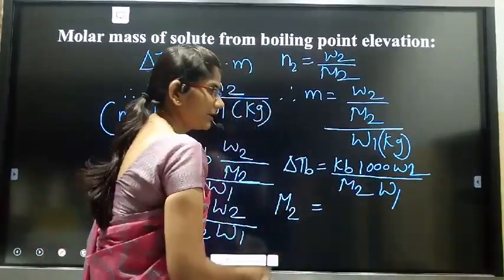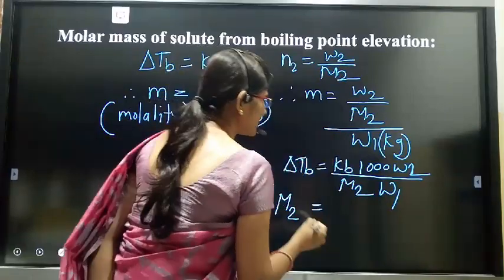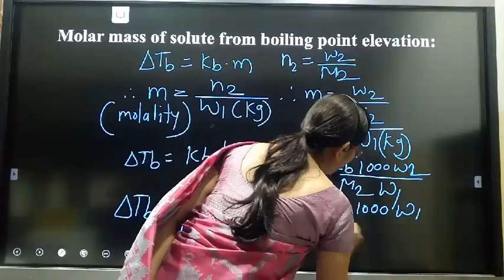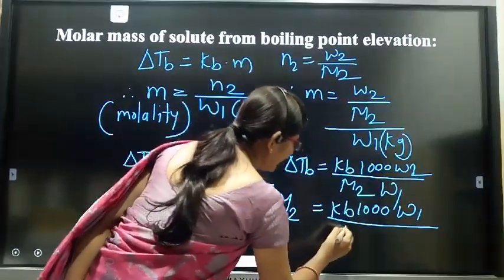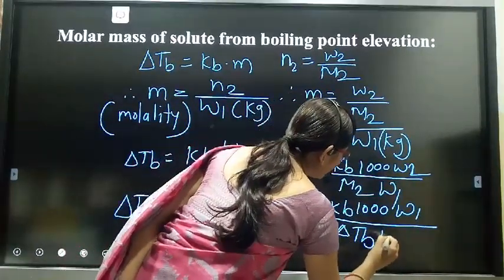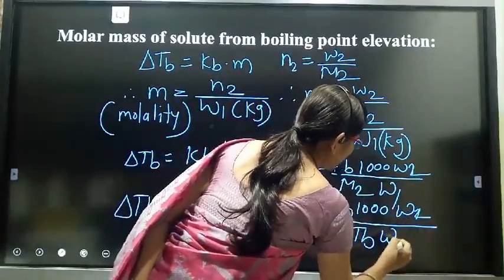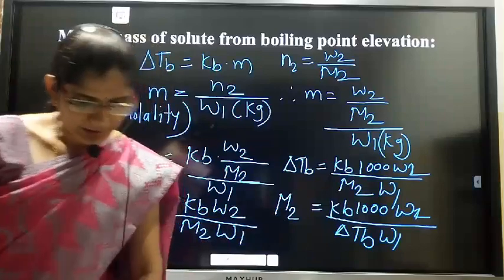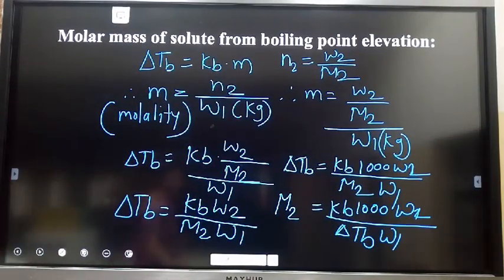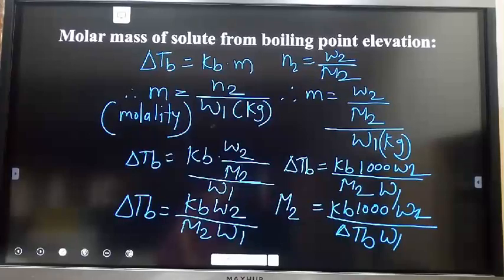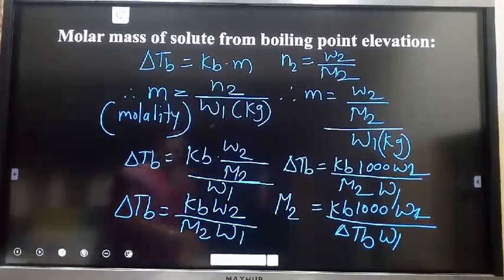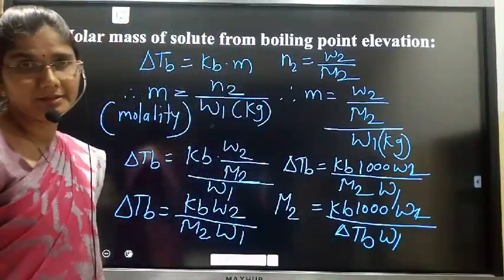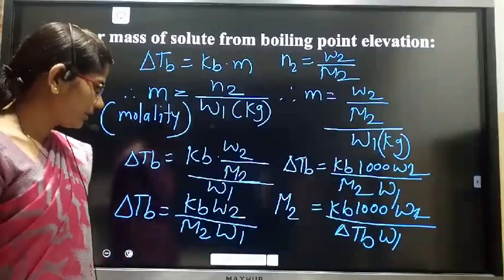Therefore for the calculation of the molar mass of the solute M2, if we rearrange this, we get M2 is equal to Kb 1000 W2 divided by delta Tb W1. So from this expression we calculate the molar mass of the solute M2.